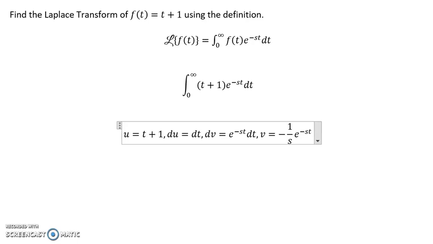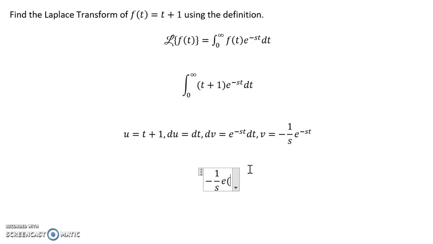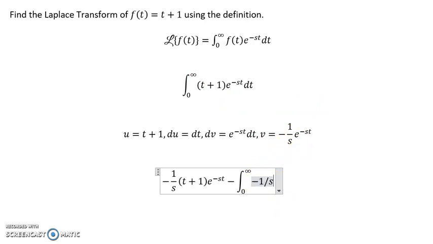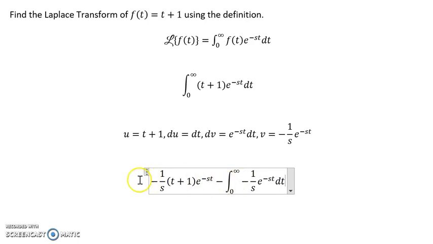Now, if I follow my integration by parts formula, I'm going to get negative 1 over s e to the negative st. That's my v times u. And just to make it look nicer, I'm going to put the u in there. So this is uv minus the integral from 0 to infinity of v, negative 1 over s e to the negative st. And of course, this portion we'll have to evaluate from 0 to infinity.